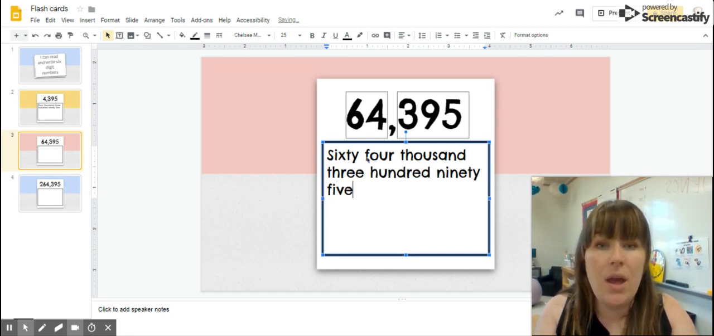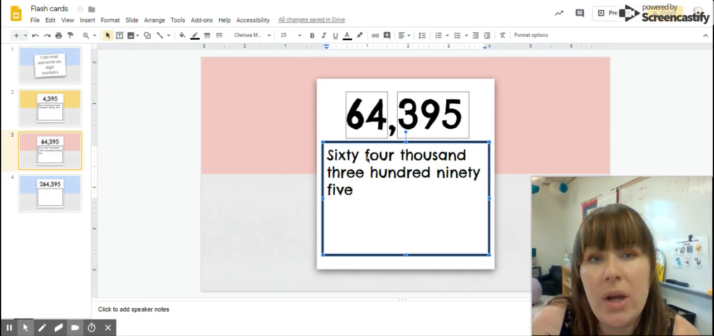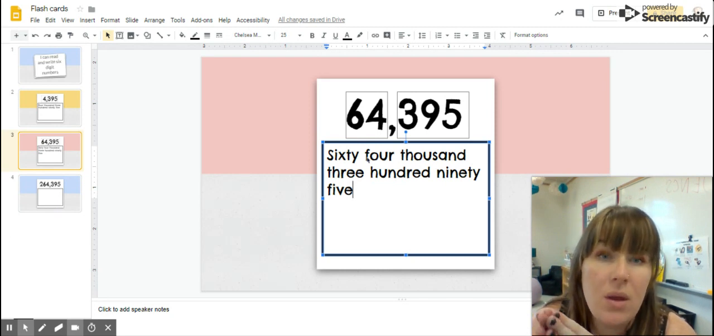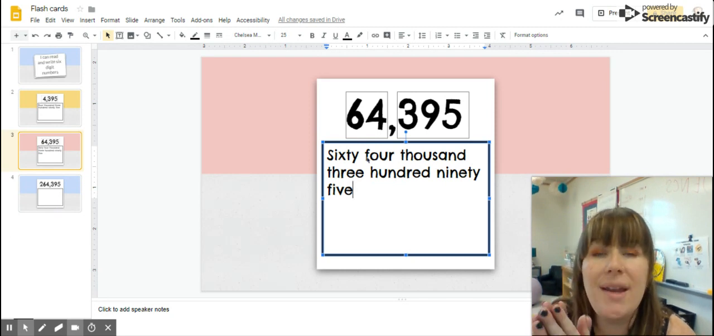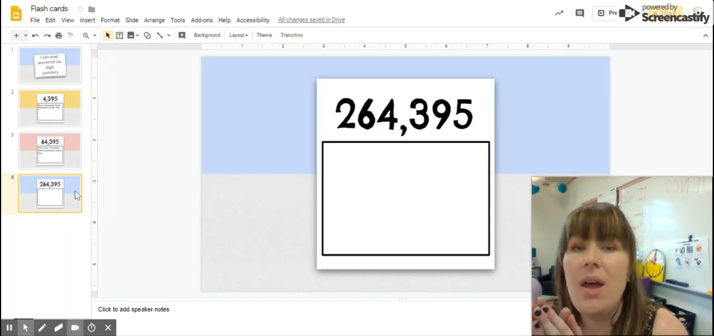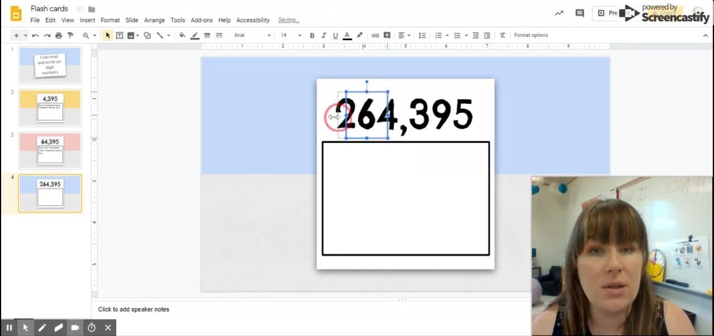So when we write it, we will write 64,395. Again, we are not saying 6 ten thousands, 4 thousands, 3 hundreds, 9 tens, 5 ones. That's expanded form. This is the word form. We write it exactly as we hear it: 64,395. At the end, we have now built our thousands period so that we have 100,000 as well.